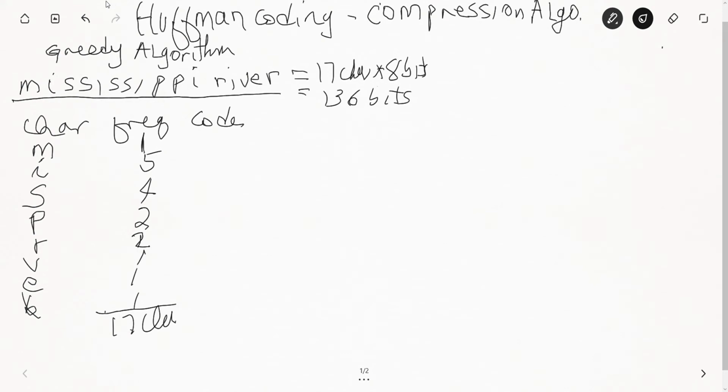Okay. So now I'm going to put the lower ones on the right side. For instance, I'm going to put my blank here. There is only one blank. There is an E, that's only one E. There is a V, only one V. There is an M, only one M. There is an R, there are 2 R's. There are 2 P's. There are 4 S's. And finally, there is 5 I's.